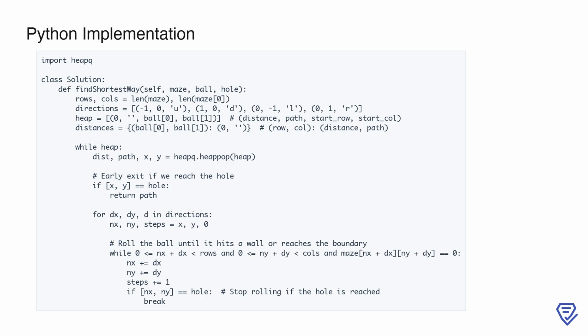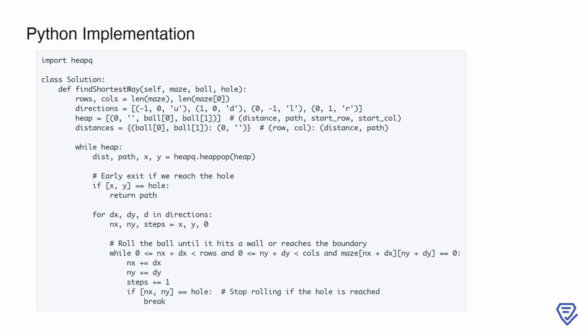We then process the heap using a while loop. At each step, we extract the position with the smallest distance and its associated path. If the current position matches the hole's position, the function immediately returns the path since we've reached our goal. Otherwise, we explore all possible directions by iterating over the directions list.